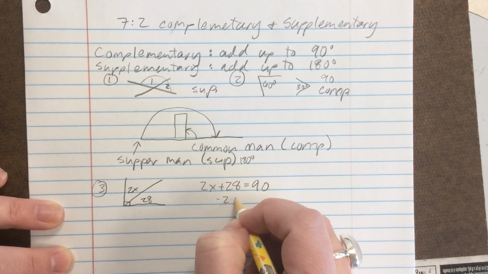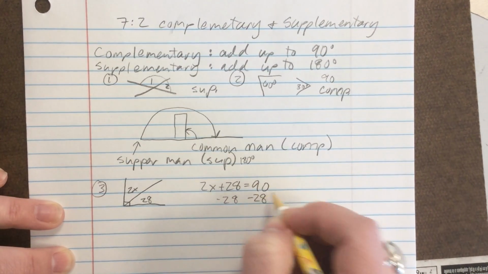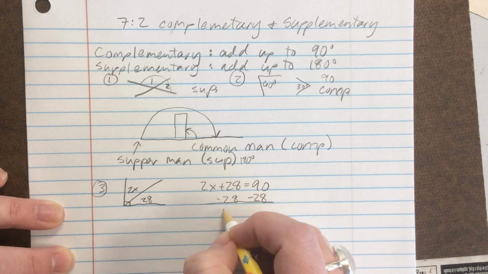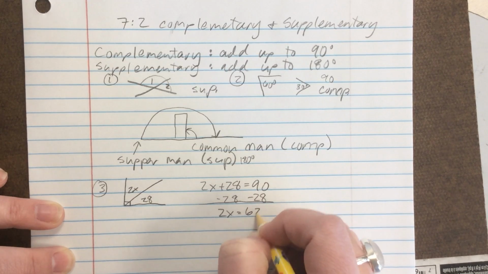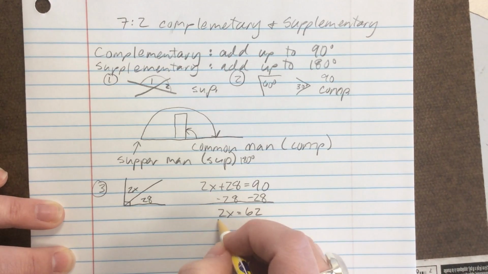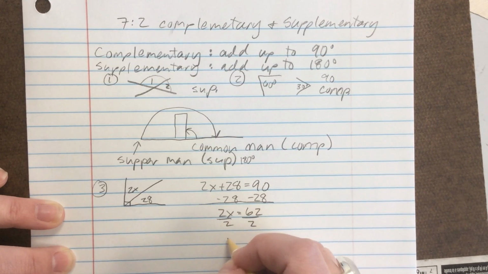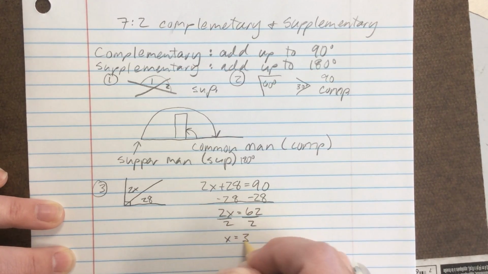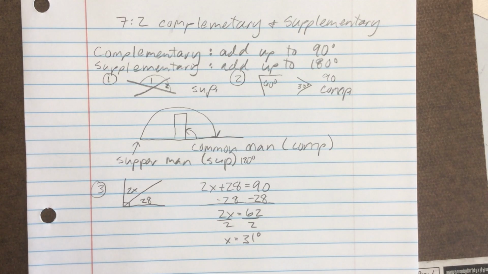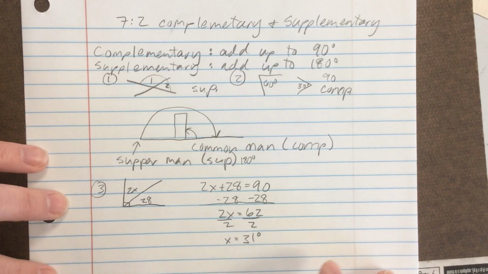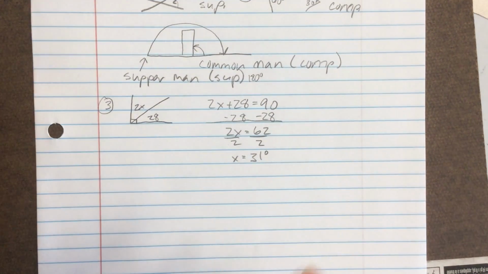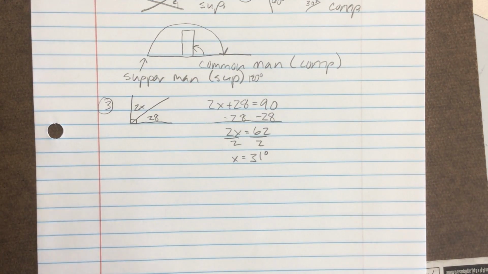We subtract our 28, subtract our 28, and 2x equals 62. And then we divide by 2, and we divide by 2, and x equals 31 degrees. So did that kind of make sense? They're going to use this idea of supplementary or complementary so that you can set up equations to solve, because we don't want to lose all of our awesome algebra skills now that we're here in geometry world.